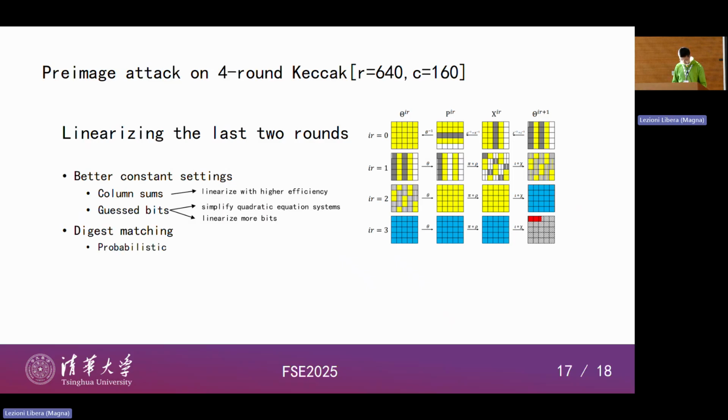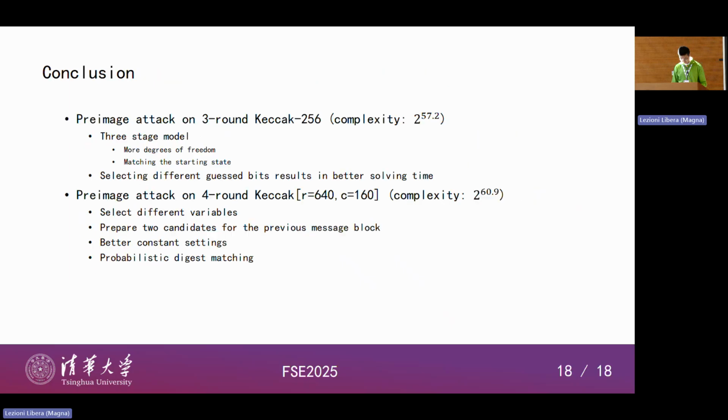For digest matching, we consider optimizing the probability of matching the whole 80-bit digest instead of only the first 48 bits. All these techniques can be described by an MILP model and get the best strategy with a total gain of around 2 to the power of 23.5.